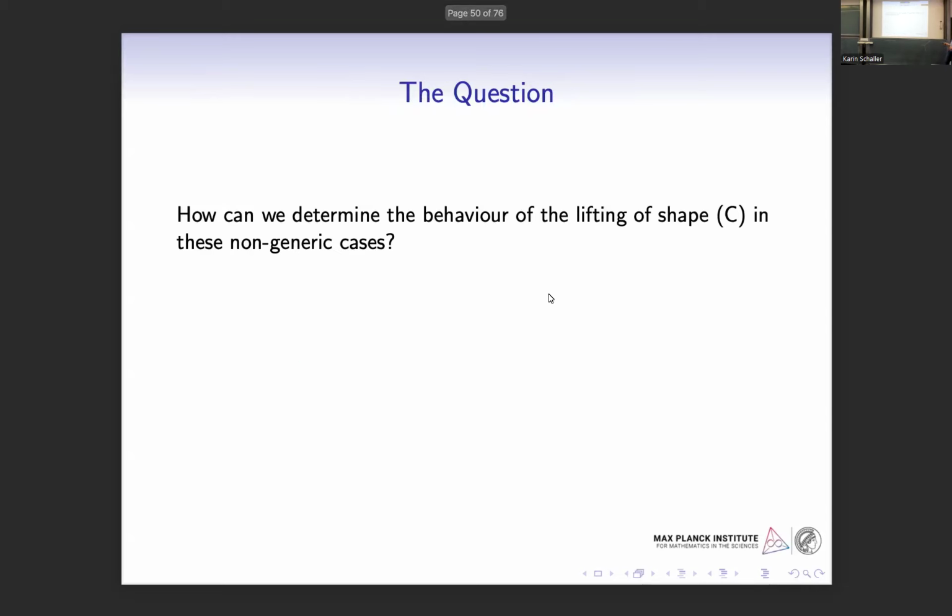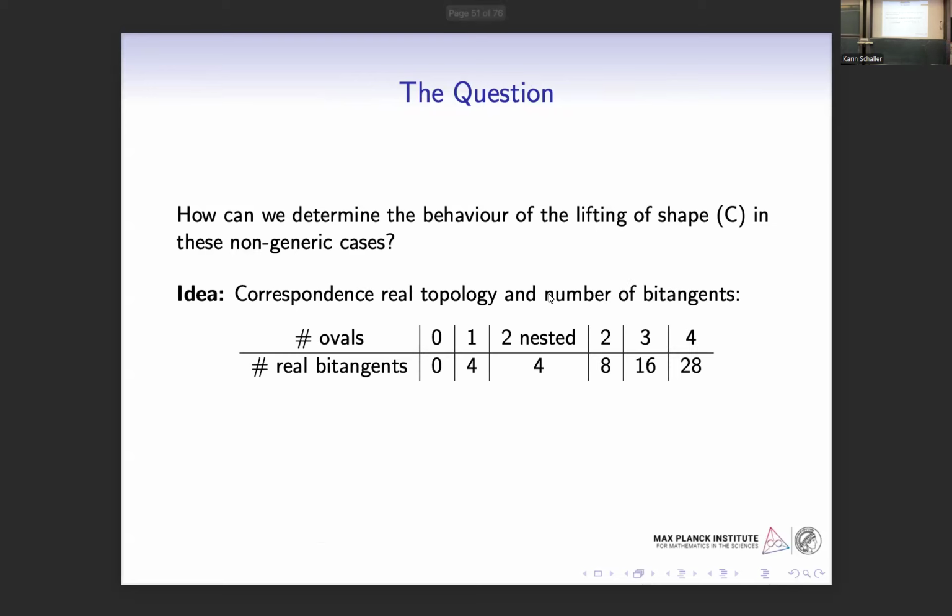That's the problem. So what do we do here? We can't use continuity arguments or anything. We need to do something else. And the idea was to use the correspondence between real topology and the number of bitangents. We know, from work by Zeuthen, also from the 19th century, that if we have 0 ovals, there are 0 real bitangents; for 1 oval, 4 bitangents; if the two ovals are nested, then we see 4 bitangents; 2 non-nested ovals, 8; 3 ovals, 16; 4 ovals, 28.